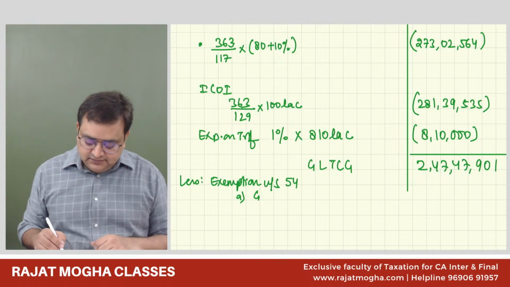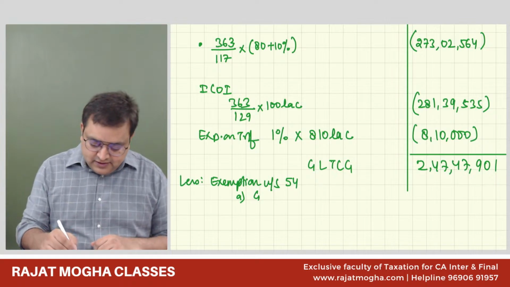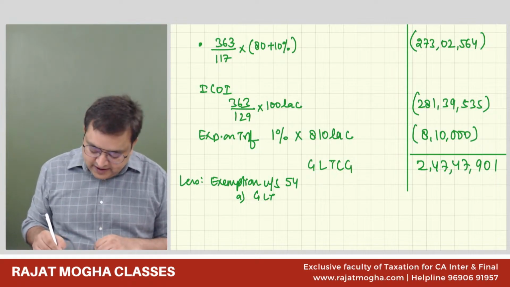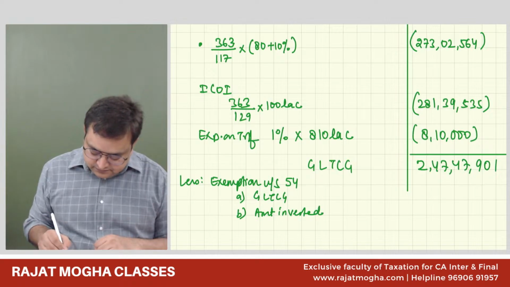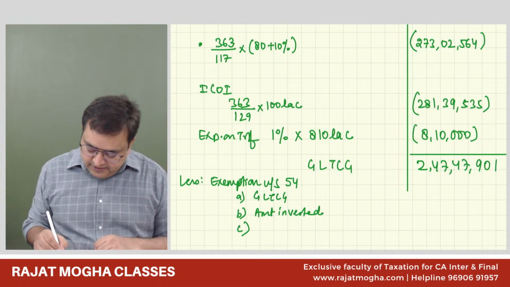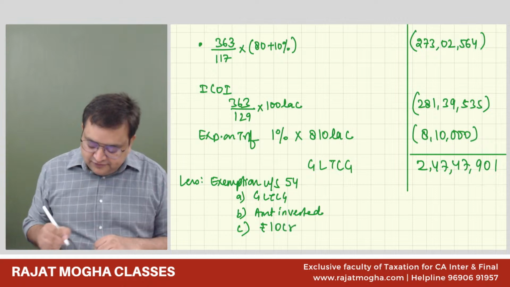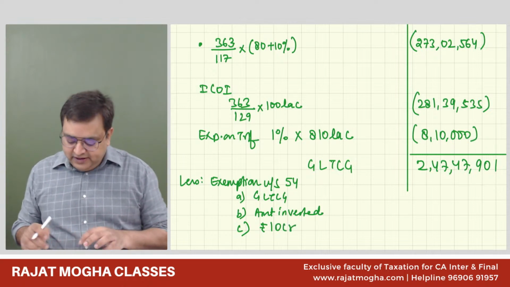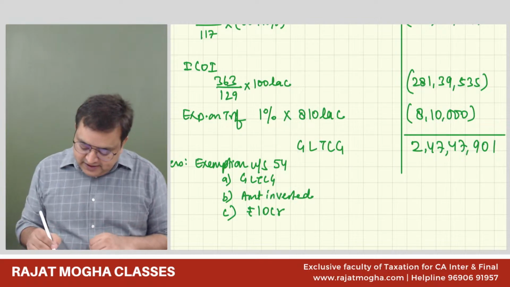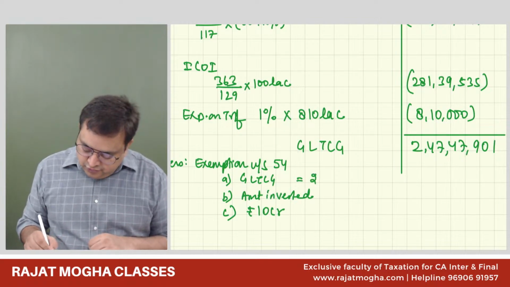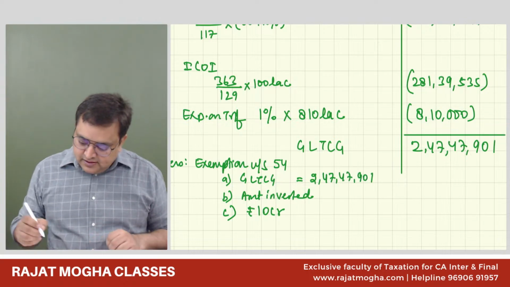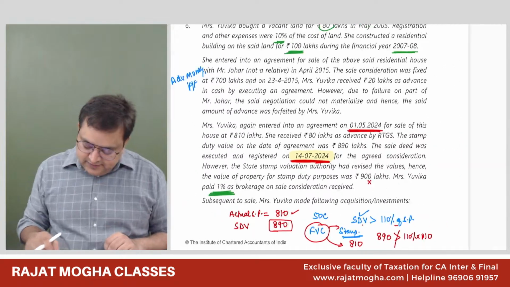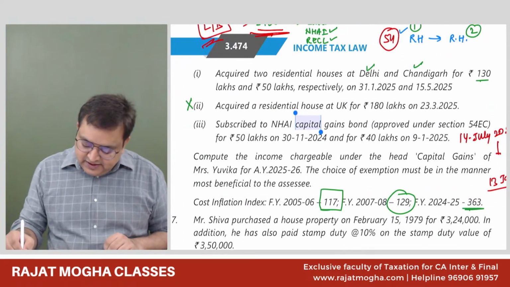Okay. Exemption under section 54. A, gross long-term capital gain. B, amount invested. C would be rupees 10 crore. 10 crore is the fixed limit, remember? So gross capital gain is 2 crore 47 lakh 47,901. Amount invested is, we'll take the Delhi house, 130 lakh.